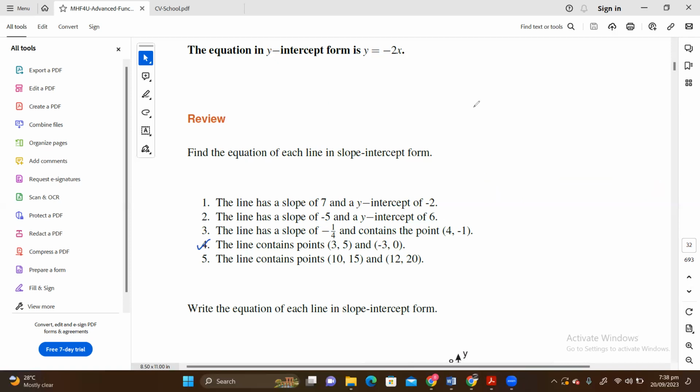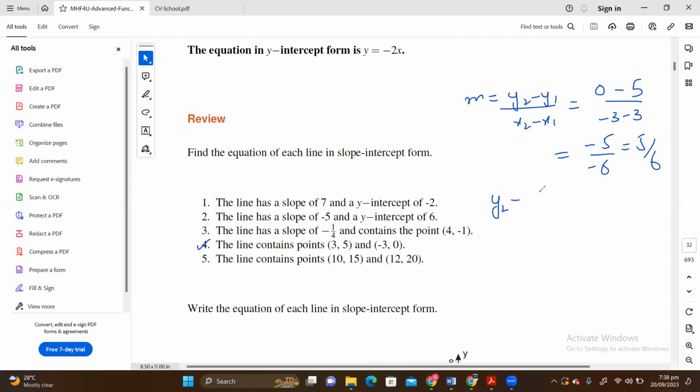The fourth one: the line has the points 3 and 5 and minus 3 and 0. So we have to find m. m is y2 minus y1 by x2 minus x1. So y2 is 0 minus 5, and x2 minus x1 is minus 3 minus 3. So minus 5 by minus 3 by 0. Anything by 0 is not defined.